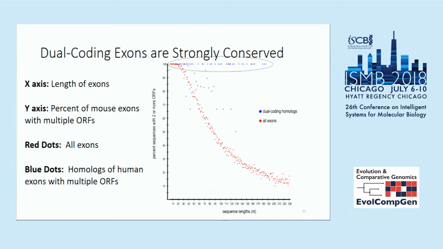However, we can look at the blue dots, which are mouse exons with multiple open reading frames that have homologs to human exons with multiple open reading frames. And we see that in a significant number of these, the dual coding exons are preserved in mouse. Or rather, the dual coding exons that we see in human are also preserved in mouse. So this strongly suggests that there's some evolutionary reason why these dual coding exons are being kept around.